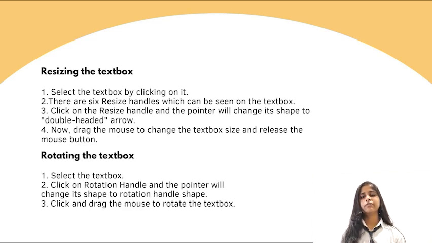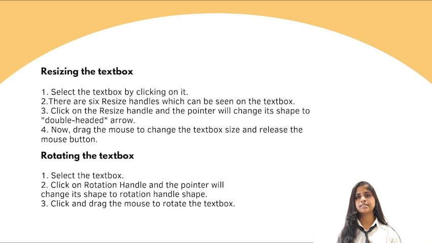How we can do it, we will see in the steps. First we will study resizing the text box. First of all, we have to select the text box by clicking on it. Then there are 6 resize handles which can be seen on the text box. We have to click on a resize handle and the pointer will change its shape to a double-headed arrow. Lastly, we have to drag the mouse to change the text box size and release the mouse button. So your text box will get resized.